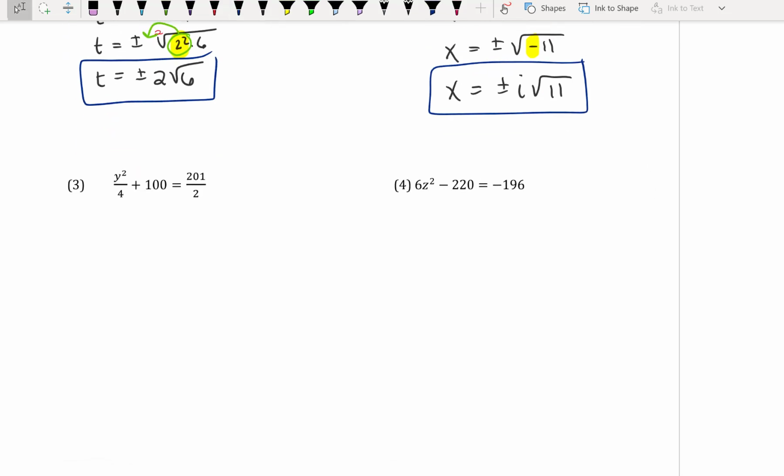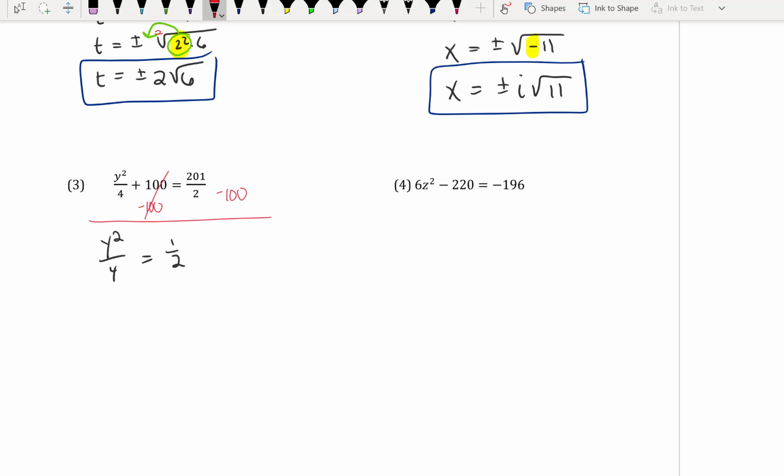For number 3, we have fractions, which is fine. We can deal with fractions. The first thing I want to do is isolate the y squared. So I'm going to subtract 100 from both sides. So now I have my y squared over 4 is equal to, and on your calculator you can do 201 divided by 2 minus 100, and you get 1/2.